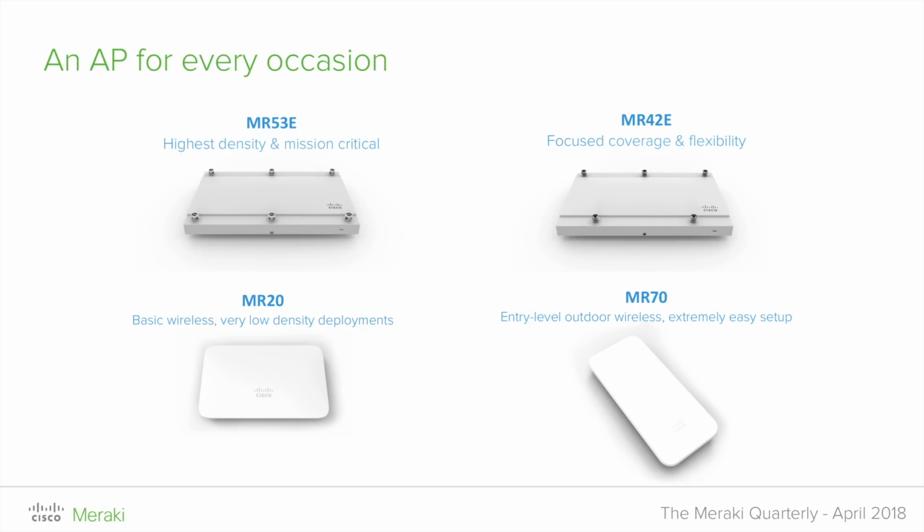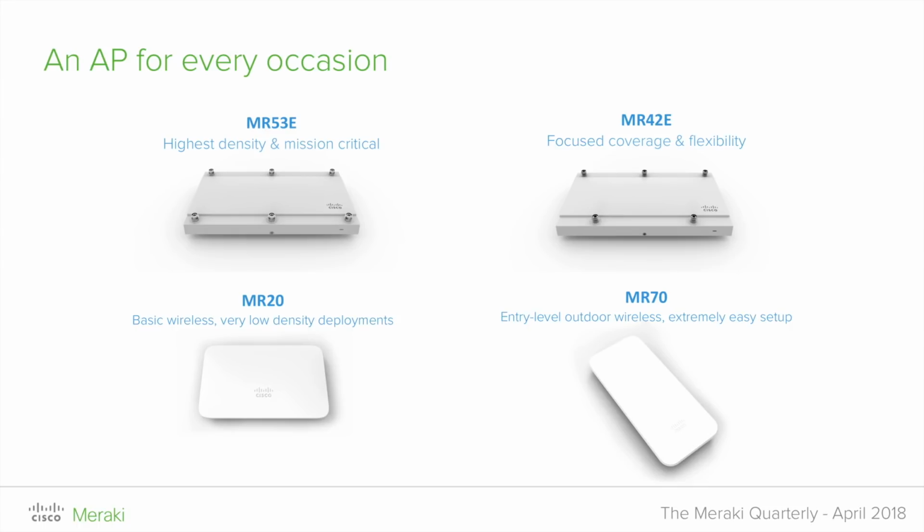But these are awesome. Everything from the 4x4, 4-stream multi-user MIMO 11AC Wave 2 MR53E to the 3x3 with 3 streams multi-user MIMO MR42E. These are great. If you have to deal with a challenging RF situation, maybe you have really high ceilings, maybe you want to project coverage down a long hallway, you need to fine-tune your coverage in a way that the omnidirectional antennas in our other APs haven't been best suited for. These are the access points for you.